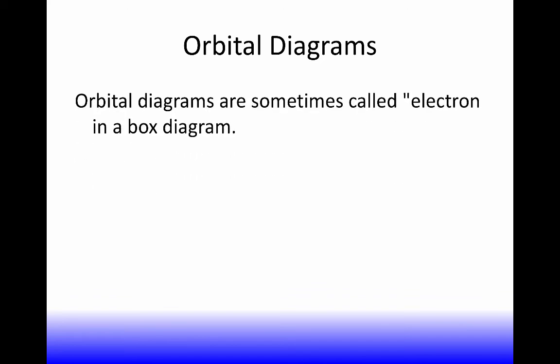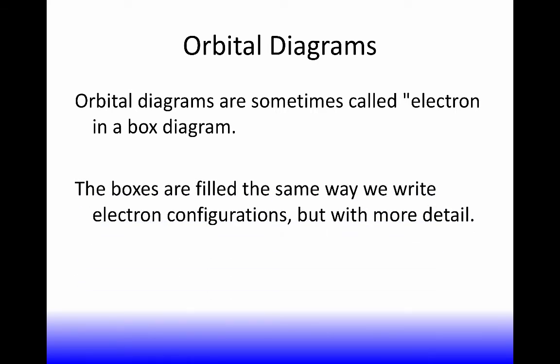Okay, on to orbital diagrams. Sometimes they're called electron in a box diagrams. Because you're going to see, when I get to showing you what they look like, there's going to be a whole bunch of boxes. Each box will represent an orbital or a suborbital, and they'll be stacked in terms of energy from lowest to highest, as you'll see in a minute.